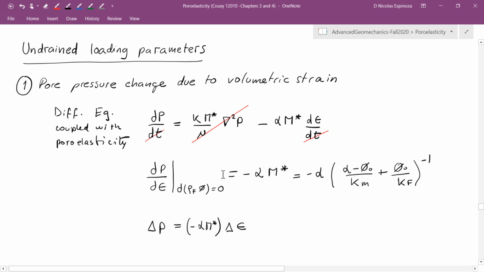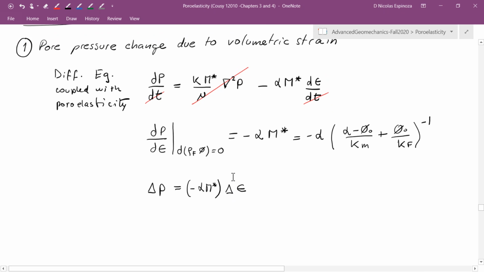Okay, so this is the first parameter, alpha times the modulus. The second parameter that is also interesting to know and to characterize is what is called the undrained bulk modulus.